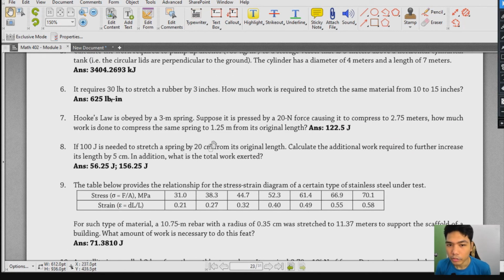So ang concept naman dito is ganun din, like 7 meron kang original length. And then the required one here is the additional work to further increase the length by 5 cm. So, in this case kasi, ang mga importante ditong parts na we have to remember ay yung mga by or to. So, you have to make sure na you're considering those subtleties that you can read.